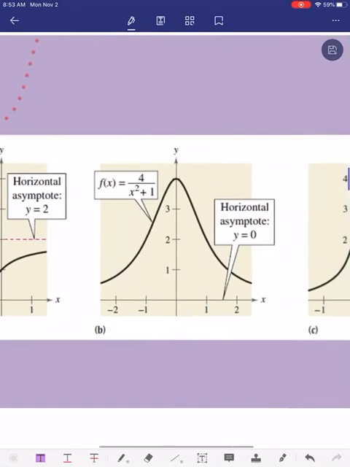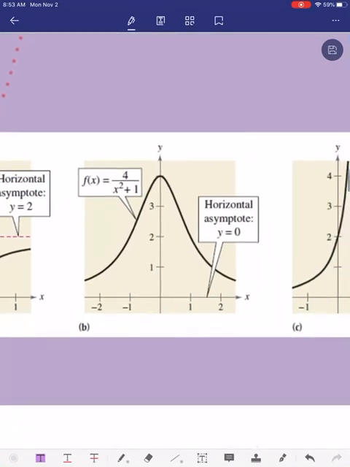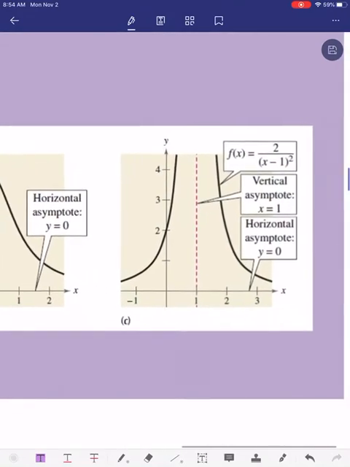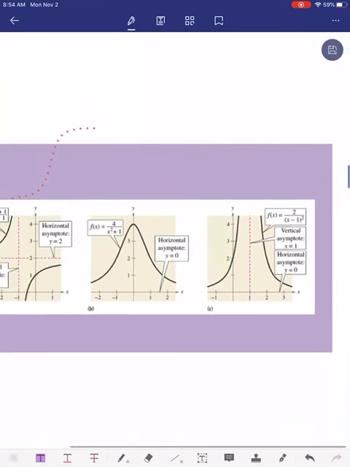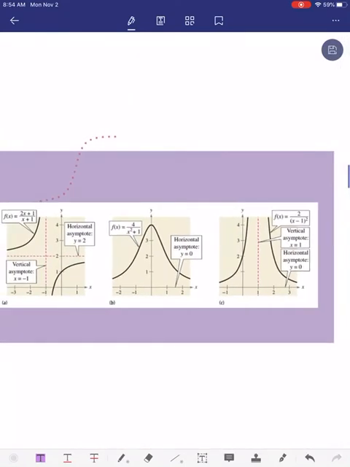Okay. On the next one, we don't have a vertical asymptote, but we still have a horizontal asymptote, and this time it's at y equals 0. And again, we're zoomed in, so it's not getting super close, but if we were to zoom out, those two ends would be getting closer and closer to our x-axis, but never quite reaching. And then on our last one, we have a vertical asymptote at x equals 1 and a horizontal asymptote at y equals 0. So that's what we're looking at when we're looking at our asymptotes.